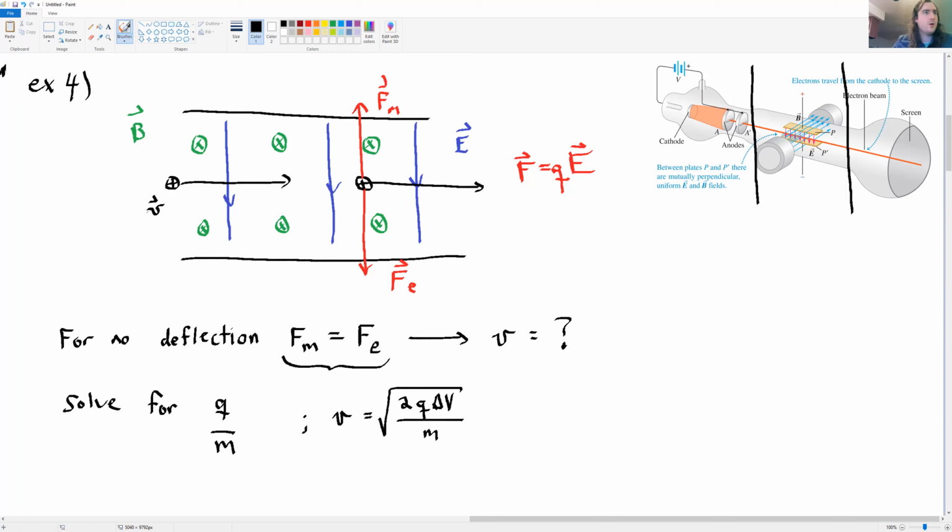Is it clear what we're being asked to do here? So I just want you guys to derive a formula for me. It's not so bad. Magnetic force equals electric force. Use the fact that the velocity is given by square root of 2q delta V over m. You can solve for the velocity from this expression too with the forces. Set them equal to each other and then solve for q over m.